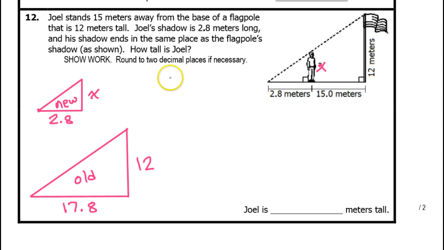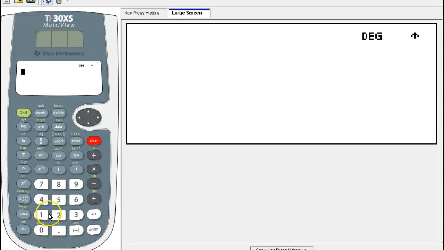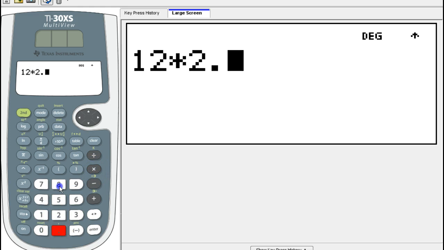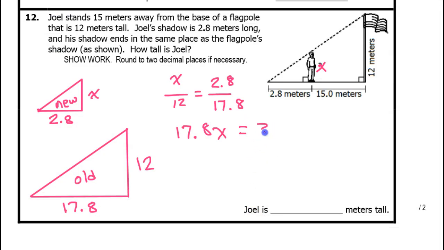So now we can set up our proportion in the form new over old equals new over old. So I will have X over 12 is equal to 2.8 over 17.8. When we cross multiply, this diagonal will be 17.8x. Okay, and the other diagonal will be whatever 12 times 2.8 is. 33.6. And then we need to divide both sides by 17.8.